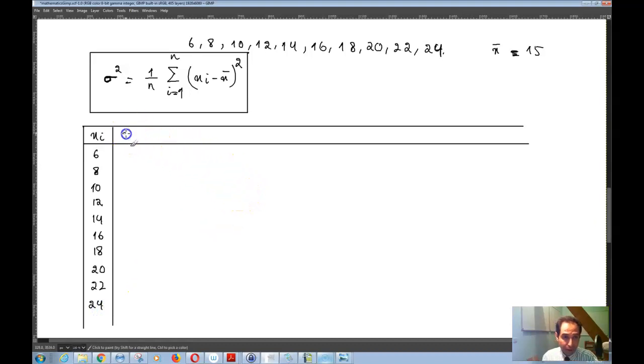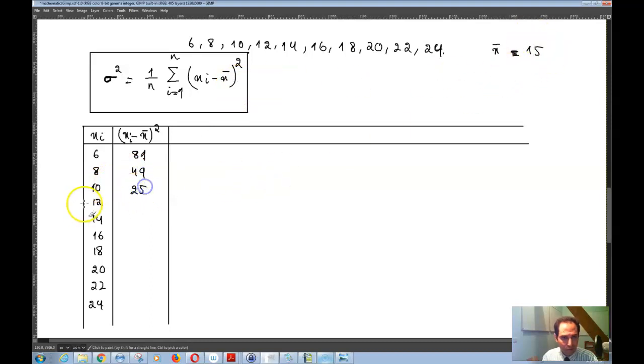And then I can calculate x of i minus x bar, and then of course I can square it as well. So x of i minus x bar is going to be 6 minus 15, which is equal to negative 9. Negative 9 squared is equal to 81. 8 minus 15 is equal to negative 7. Negative 7 squared is equal to 49. 10 minus 15 is equal to negative 5.